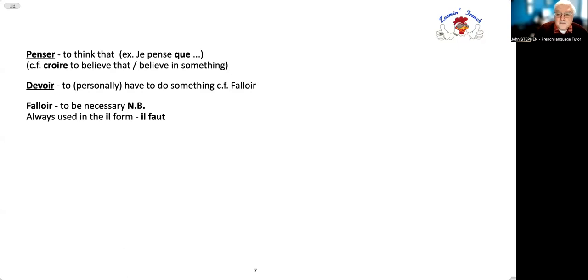Il faut, followed by the infinitive of a verb. It means to have to do something. And it is always, I repeat, used in the il form. It's a little bit like raining in English. You cannot say, she is raining, we are raining. No, it is raining. And that's it. You only have one form, just like in French here. Il faut. And as I say, compare that with devoir, which is more of a personal obligation to do something, whereas il faut is mostly to do with a general obligation that one has to do.